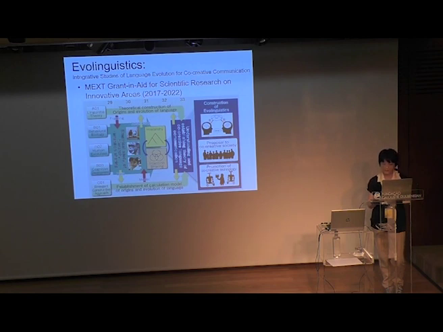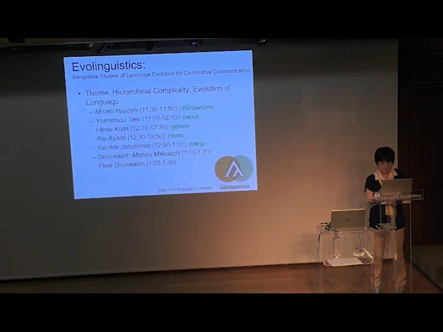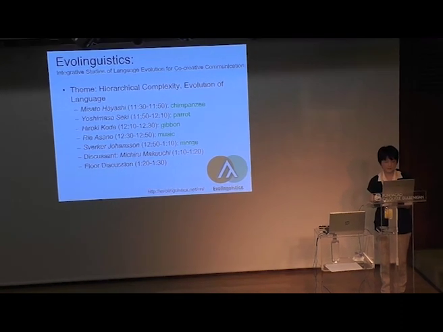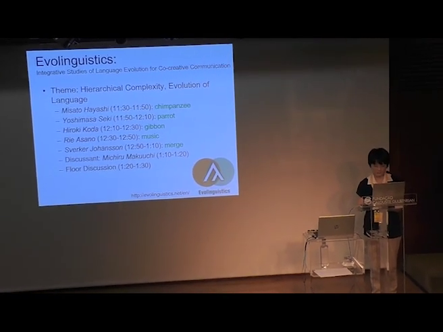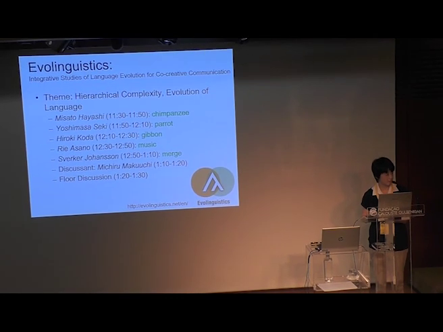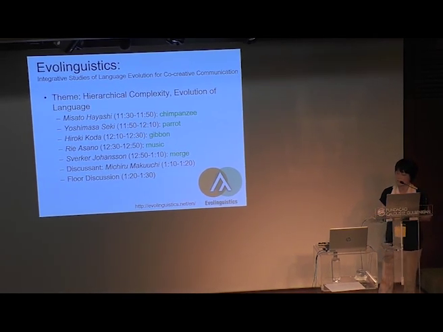Today we focus on the hierarchical complexity in the evolution of language as our symposium theme. We have five speakers today, starting from me, and Yoshimasa Seki, Hiroki Koda, Rie Asano, and Sverker Johansson. Each has 20 minutes, including questions and answers. Unfortunately, the original discussant Cedric Boeckx was not able to come today. Instead, we would like to have a discussion from the Evolinguistics team, Dr. Michiru Makuuchi from the National Rehabilitation Center for Persons with Disabilities.